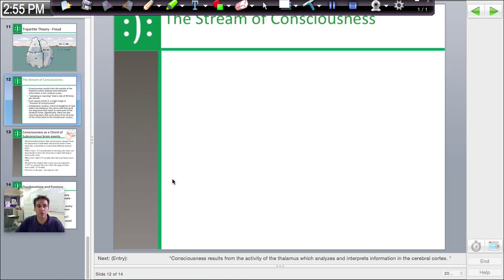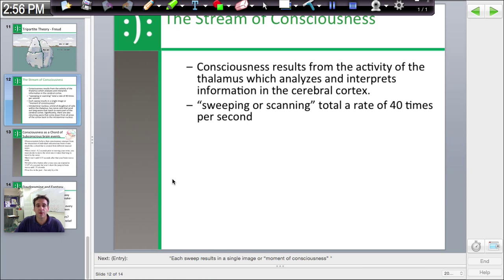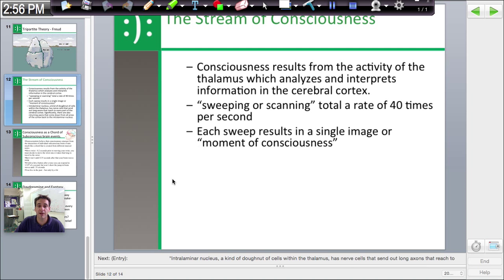Okay, so stream of consciousness. Consciousness results from the activity of the thalamus, which analyzes and interprets information in the cerebral cortex. Think back to our study of biology. Through sweeping or scanning at a rate of about 40 times per second, we have this stream of consciousness that occurs. It's pretty amazing if you think about it. Each sweep results in a single image or moment of consciousness. Just think about that. Think about how that might work.